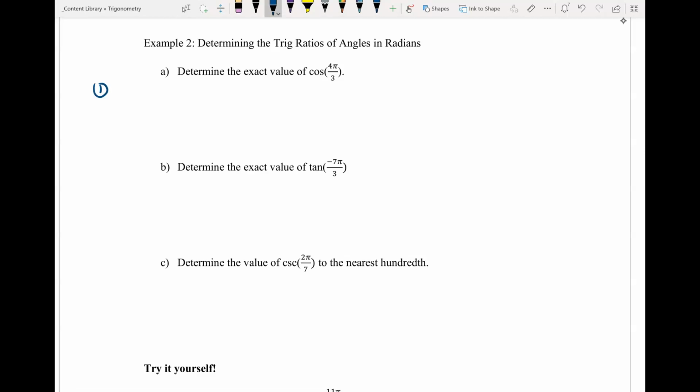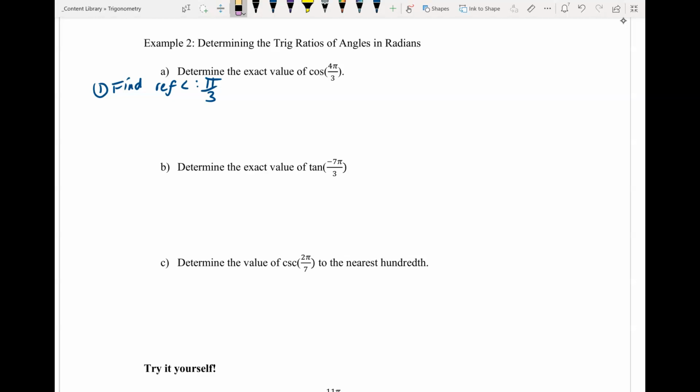The first thing we're going to do is find the reference angle, and it's pretty easy to do because all you have to do is just remove the number in the numerator, that's 4, and that is going to be your reference angle. So our reference angle is pi over 3. This is going to be the same case for any other angle. So let's just say you have 2 pi over 3, your reference angle is still going to be pi over 3. If you have 7 pi over 3, your reference angle is still going to be pi over 3.